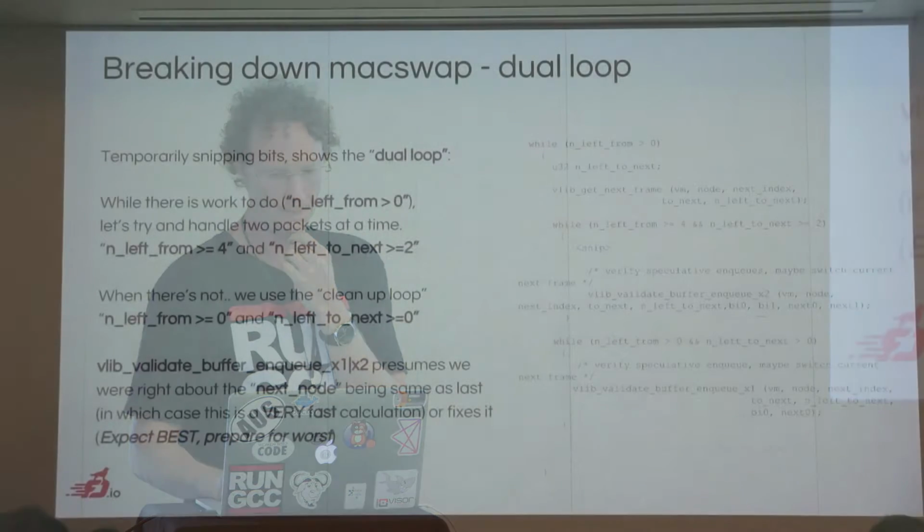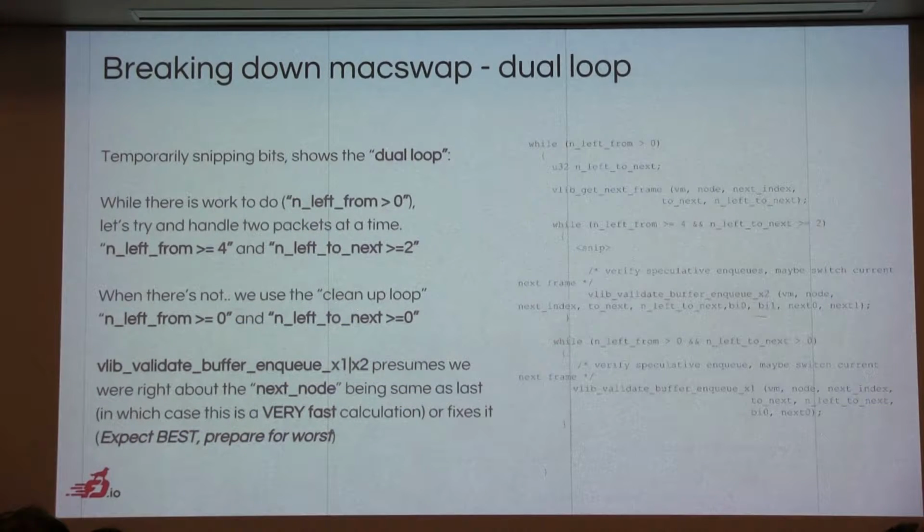So now we've got two bunches of things to count in terms of what we're allowed to write. There's how much work we actually have to do, n left from, and there's also n left to next, how much we're actually allowed to chuck to the next person based on their frame before we have to allocate another one. So then we start breaking down into the dual loop. The dual loop says, while there's work to do, and while n left from is greater than 4, and I can write more than or equal to 2 packets to the next graph, let's do 2 packets at a time.